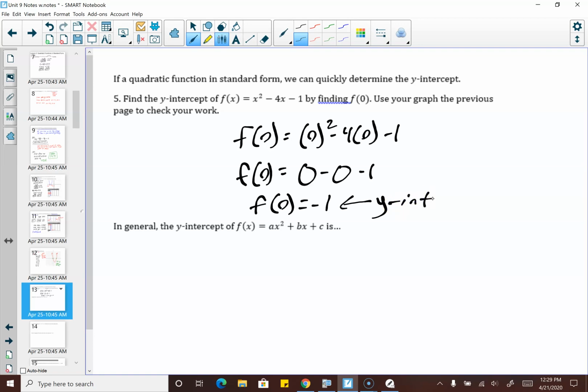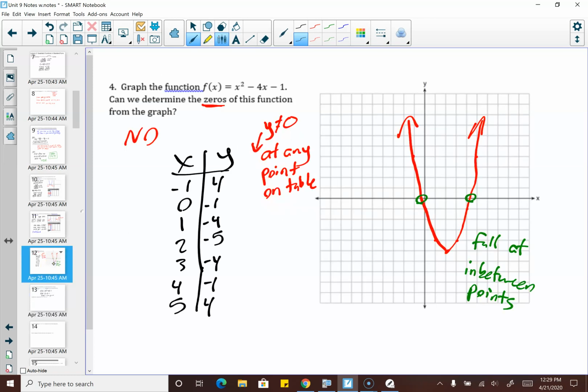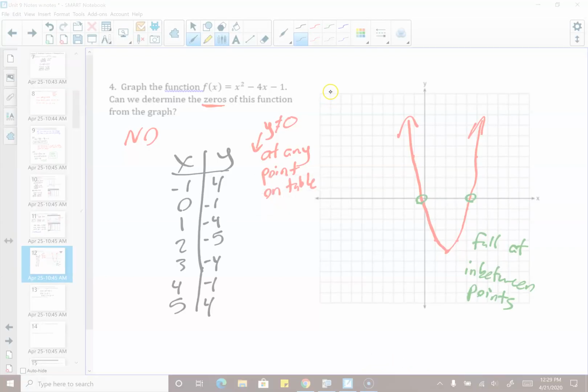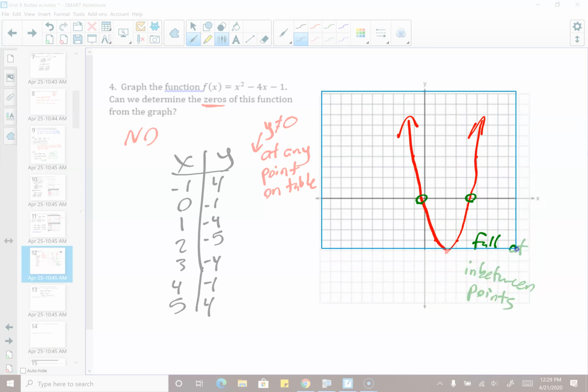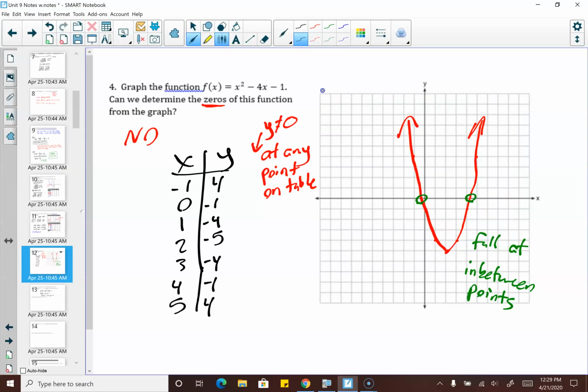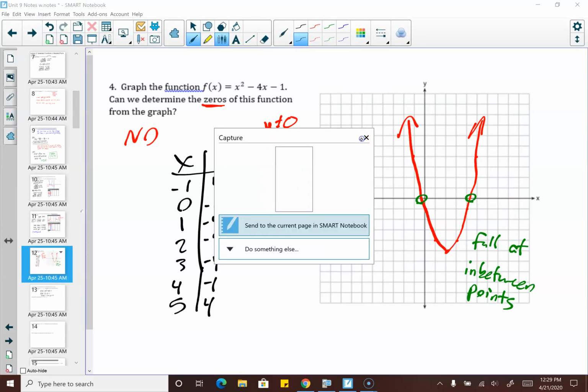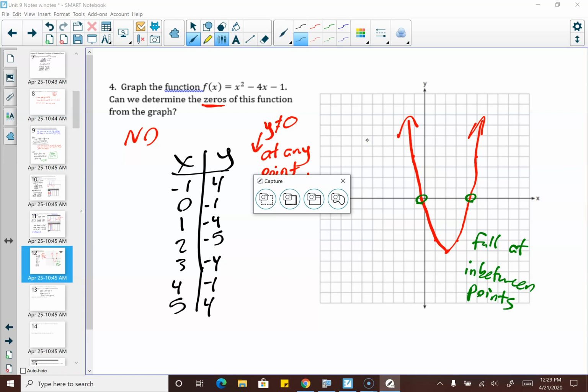Now, how could we tell that from the previous graph? Actually, I'm going to do kind of the same thing that I just did in the last piece. Actually, I'm not going to screenshot this one because it's got all the writing on it from the previous example.